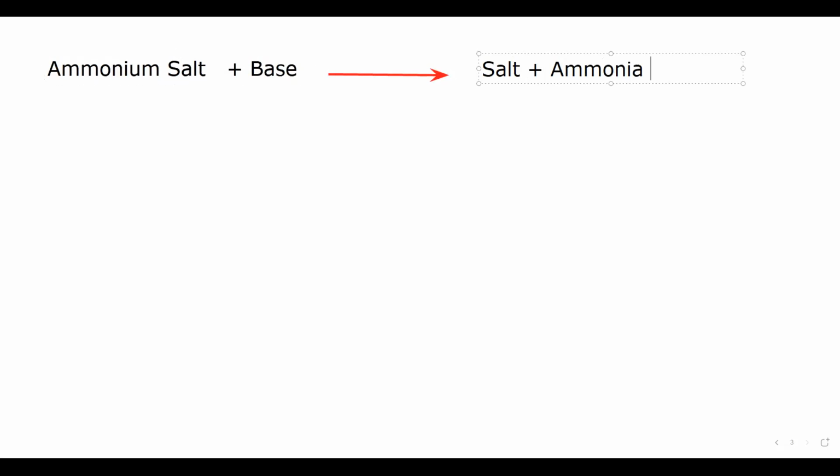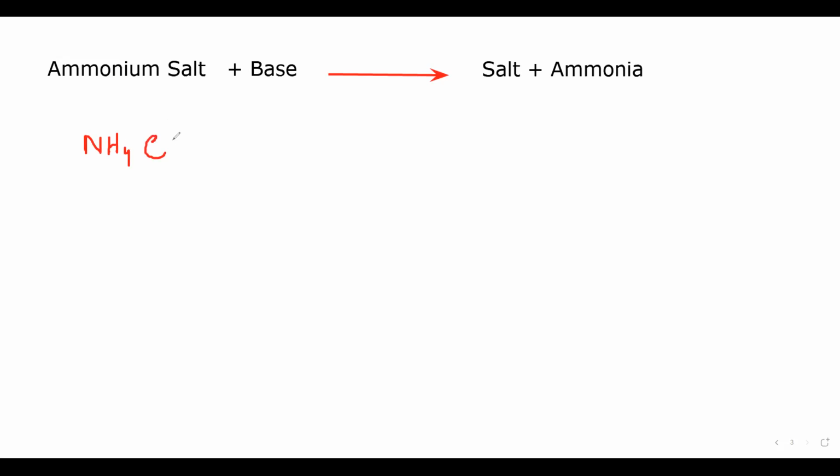What is the second characteristic of base? That whenever a base is reacting with ammonium salt, so ammonium salt plus base, what does it give? It will give another salt plus ammonia gas. So this is the second characteristic of a base. Whenever a base is reacting with ammonium salt, what are ammonium salts? Ammonium salt means the salt which has NH4. Those salts which have NH4 are known as ammonium salts.